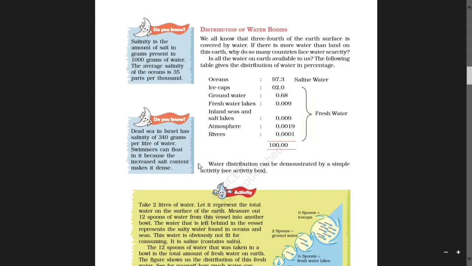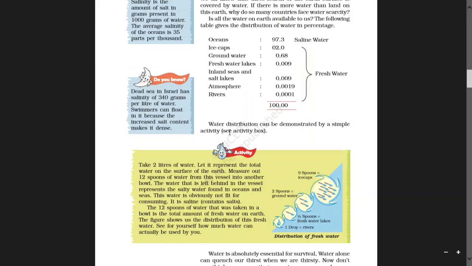Water distribution can be demonstrated by a simple activity. See the activity box. Water distribution can be shown clearly by giving proof. For example, this activity given here, you just go through it, and you can do this activity also.